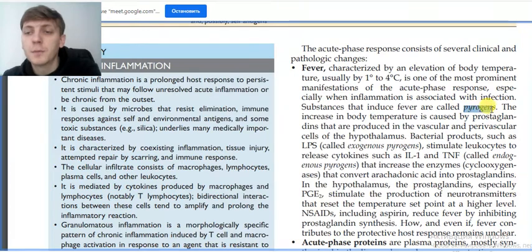It's promoted by pyrogens, and pyrogens might be endogenous and exogenous. As we discussed before, lipopolysaccharides of bacteria are endotoxins, and they are exogenous pyrogens. They stimulate the formation of interleukin 1 and TNF, and these interleukin 1 and TNF are endogenous pyrogens. They increase the enzymes cyclooxygenases that convert arachidonic acid into prostaglandins, and we discussed it before.